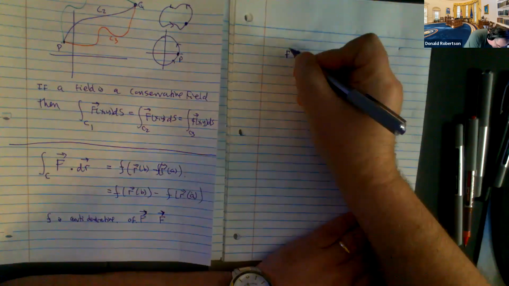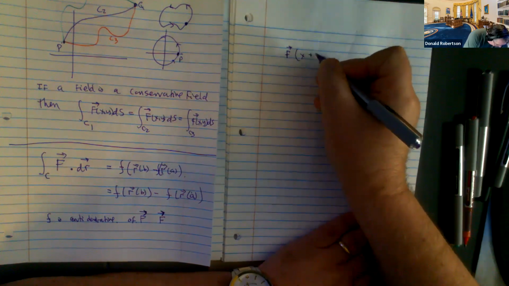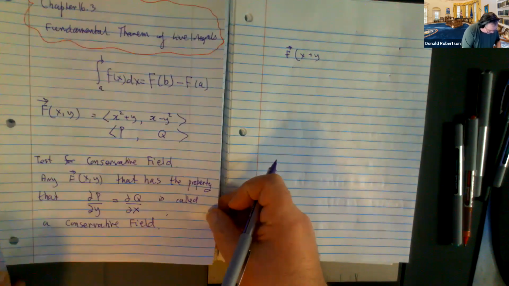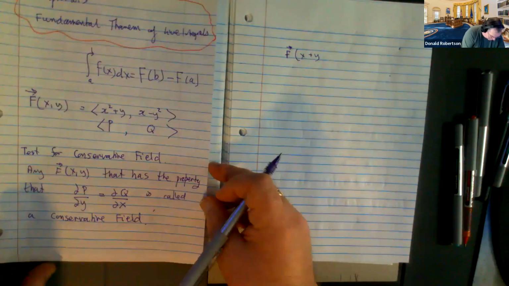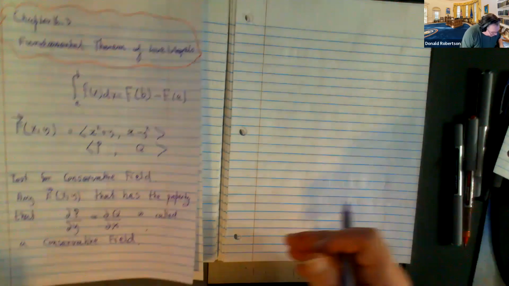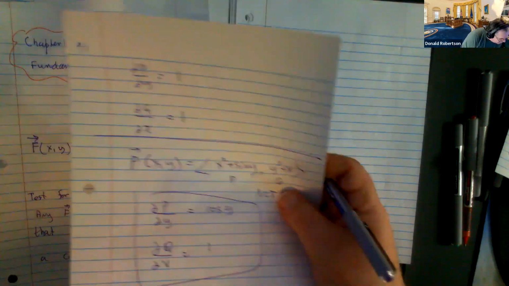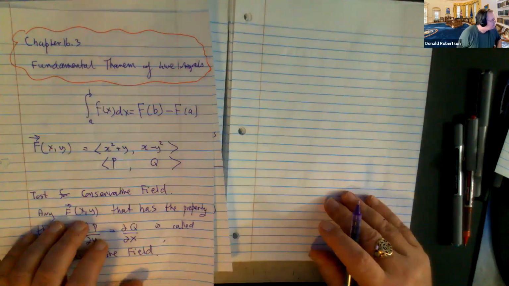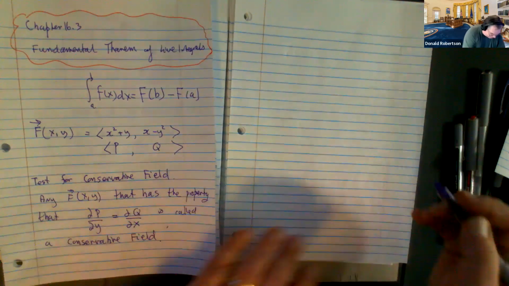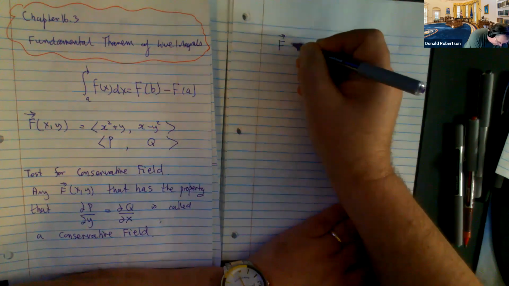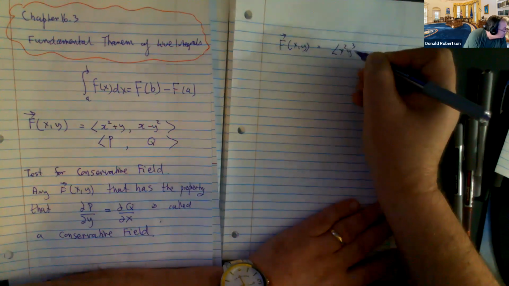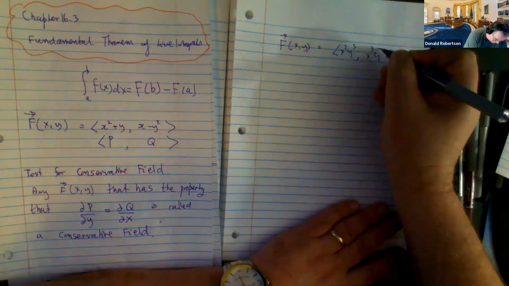Suppose I give you a vector function. Now I need a conservative field to do it on, so let me start again. We found a conservative field earlier today, didn't we? Let me try and use that one. Okay, I can find one. Here is a conservative field. It's x squared y cubed, comma, x cubed y squared, right?